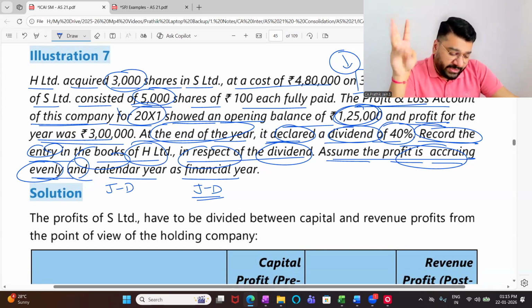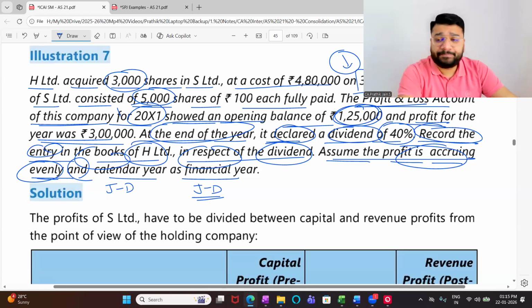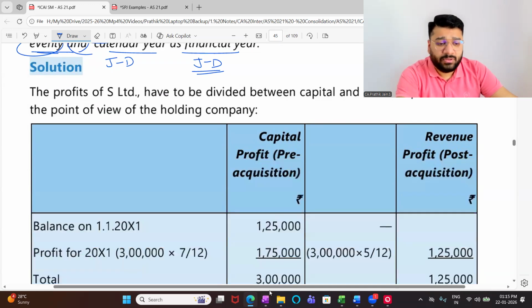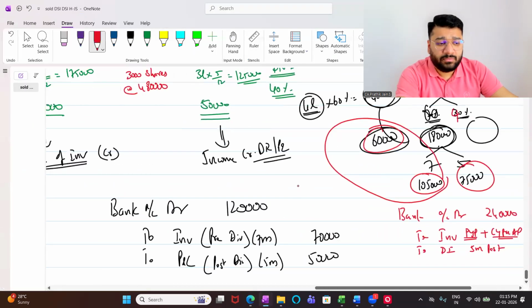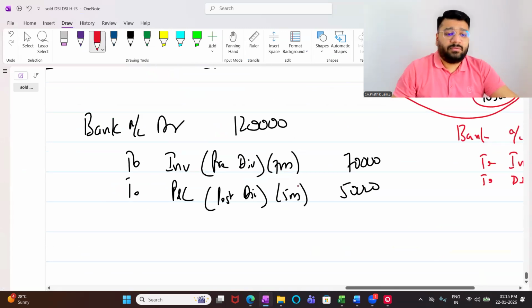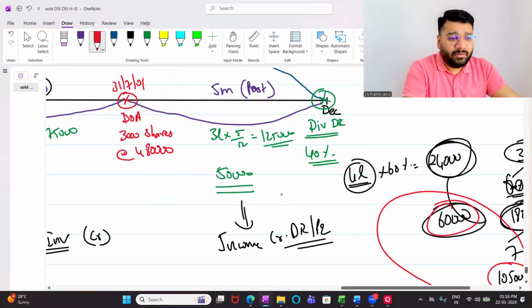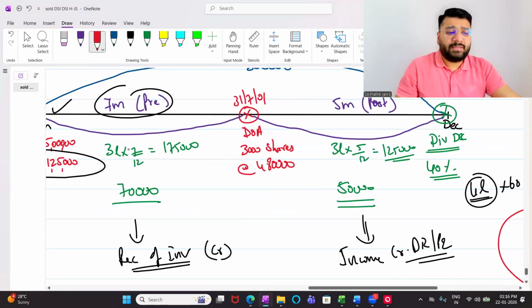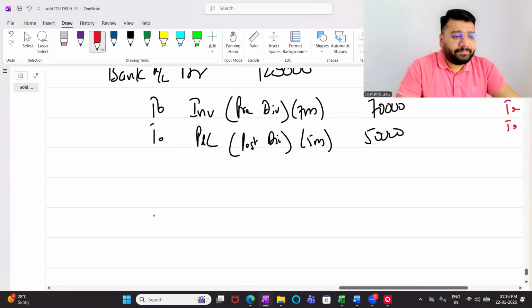2 over, 3 over, 6 over, 7 over. Practical question 9. What is the solution? We can't directly write in the journal. She wants working. Oh my God. It's very simple. She wants working, I'll do the working here.